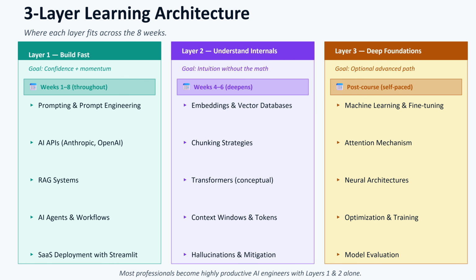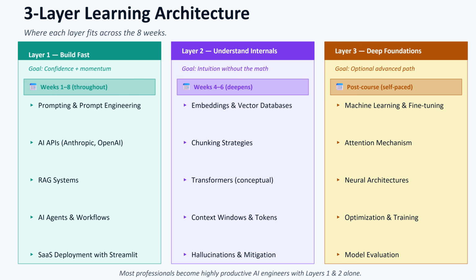This course has a 3-layer learning architecture. Layer 1 is about building quickly and gaining confidence. This includes APIs, RAG systems, AI agents, and deployment. Layer 2 focuses on understanding what's happening behind the scenes. You will learn embeddings, vector databases, chunking, transformers, context windows, and hallucination mitigation. Layer 3 is optional and intended for learners who want deeper theoretical knowledge.